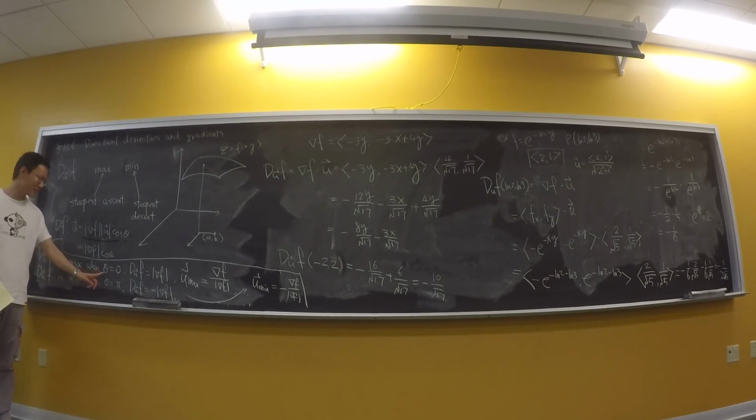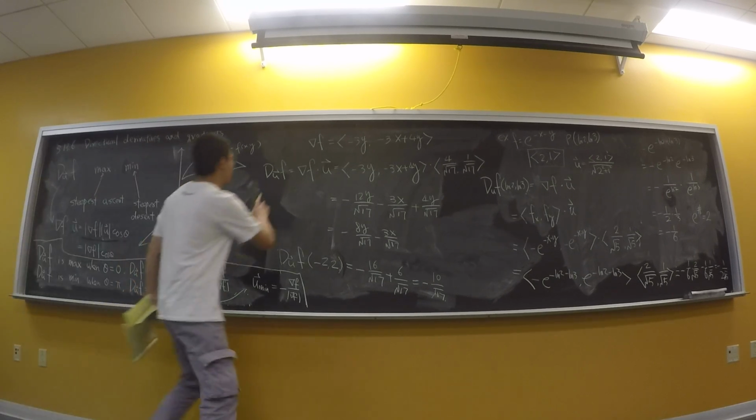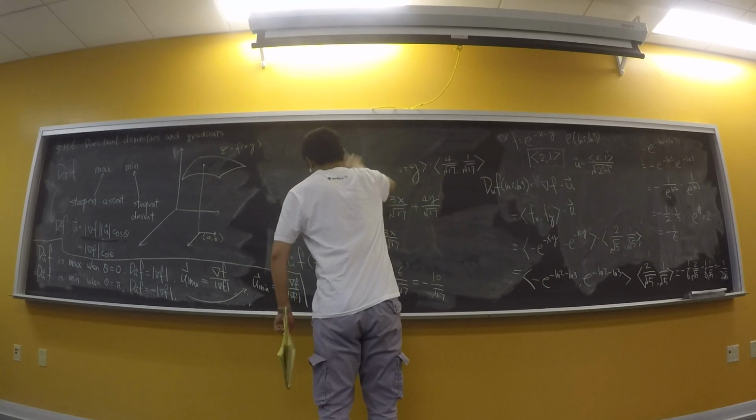Okay, I can also propose another question. As well as choosing theta equals 0 and theta equals pi, I can choose some other special values. For theta equals pi over 2, the cosine value vanishes and the directional derivative is equal to 0. In other words, if I choose my directional vector to be orthogonal to the gradient vector, then the rate of change will be exactly equal to 0.